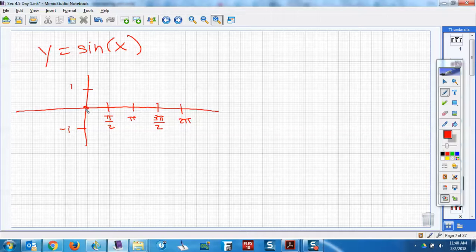And again, one of the things you'll always have to remember, okay, because once we learn sine and cosine and tangent, you're going to have to remember the differences in the different graphs.